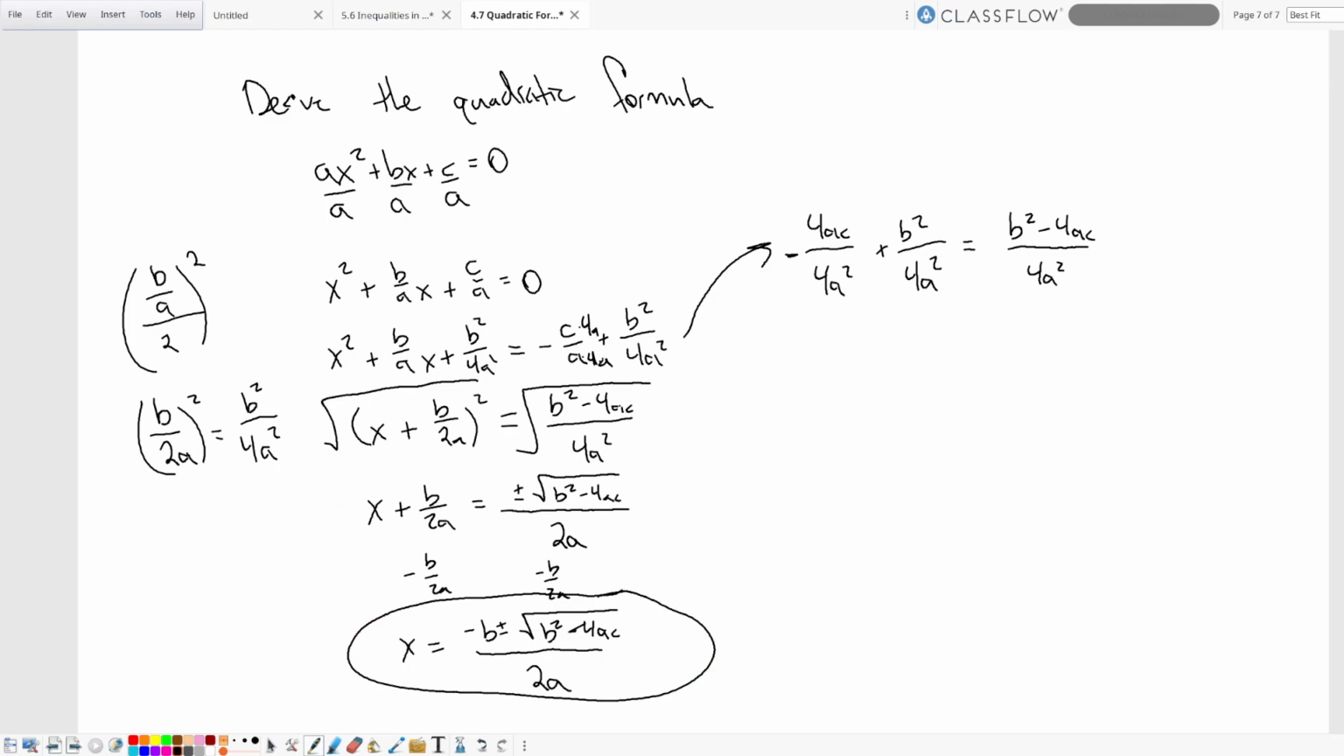And so that is how we were able to derive or develop the quadratic formula, just by taking our standard form and completing the square.